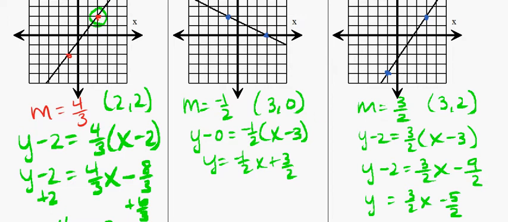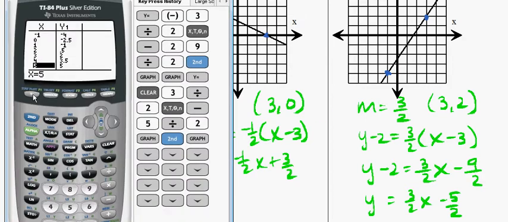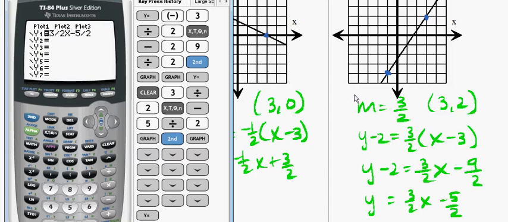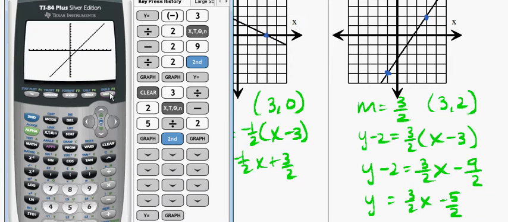Again, you can check on your calculator. If you go to your calculator and go to y equals and you type in your answer, which for the last example, we type in 3/2 x minus 5/2, and we can look at the graph and see if the graph seems to match, which it kind of looks like it does because the screen resolution is different. It's going to have a different slant.